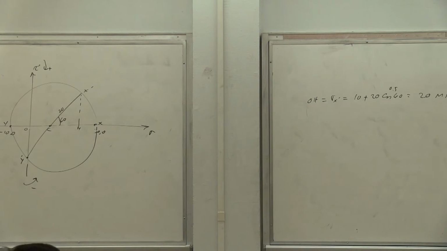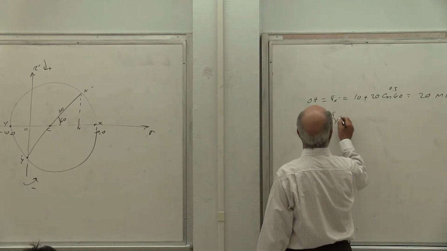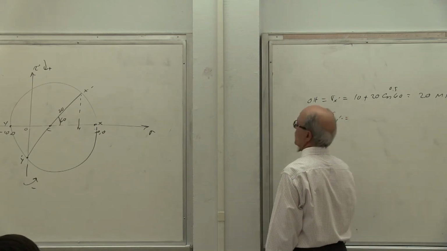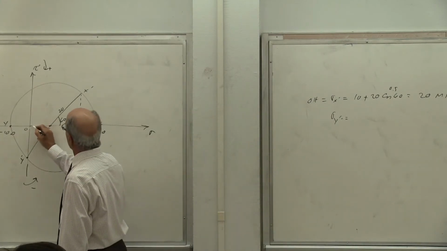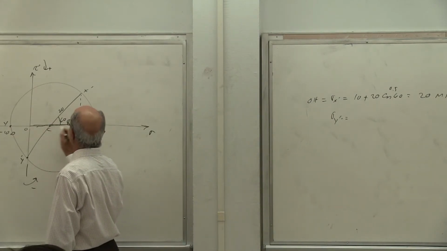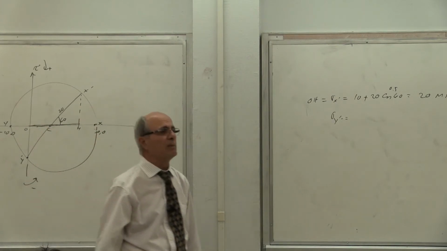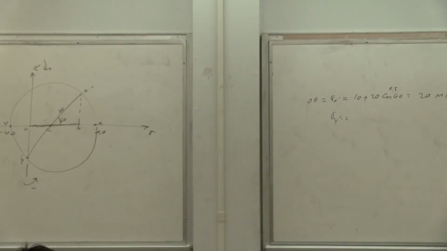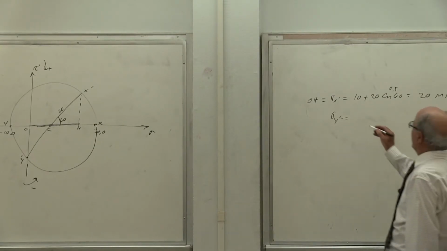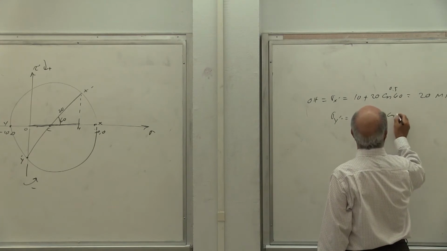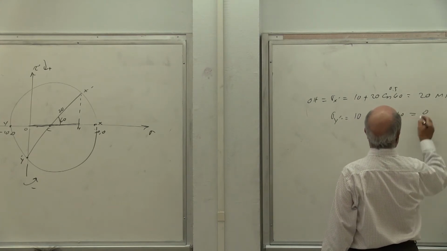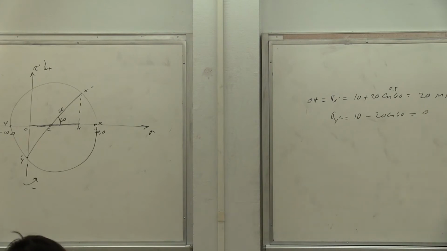Then what is sigma y prime? This is sigma y prime. So you don't have to calculate that. Actually, it's negative. So you come forward, then you subtract the same amount, because this length and this length, if you draw to scale, should be the same. Because it's a symmetrical triangle. So it is 10 minus 20 times cosine of 60 degrees, which becomes 0 actually. That's why sigma y prime is on the tau axis. Correct?